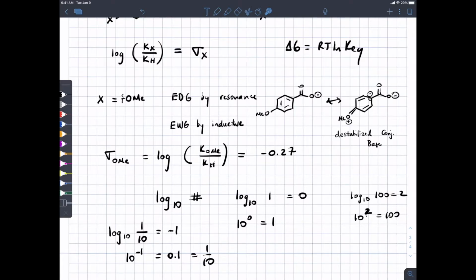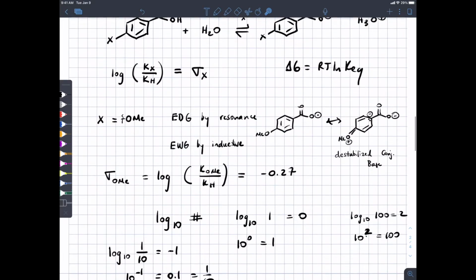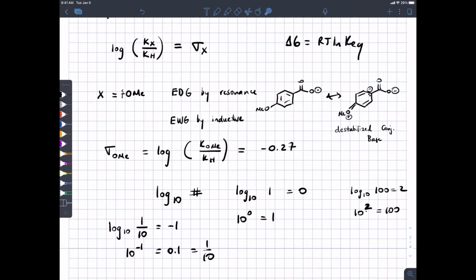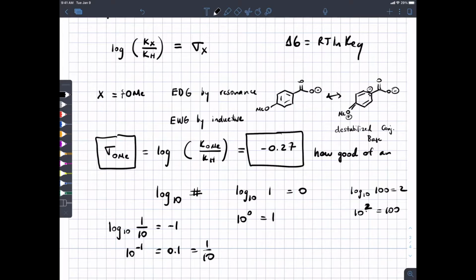All right? But in reality, we don't care that much about benzoic acid deprotonations and equilibrium constants, but we're going to use this number to describe how good of an electron donating group methoxy is.